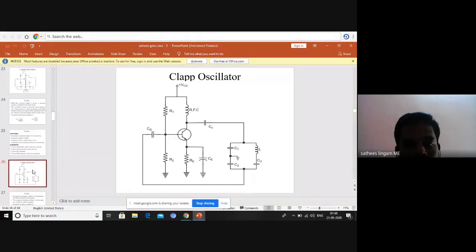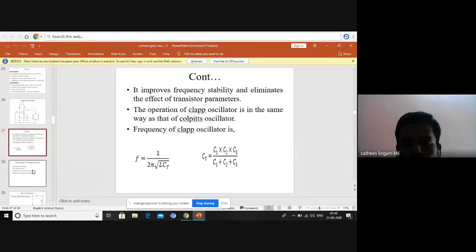So the Clapp oscillator improves frequency stability and eliminates the effect. Operation-wise, the Clapp oscillator works in the same way as the Colpitts oscillator. The frequency of the Clapp oscillator is varied because there we used only two capacitors, while here we are using three capacitors, all connected in series. So CT is equal to C1 C2 C3 divided by C1 C2 plus C2 C3 plus C1 C3.